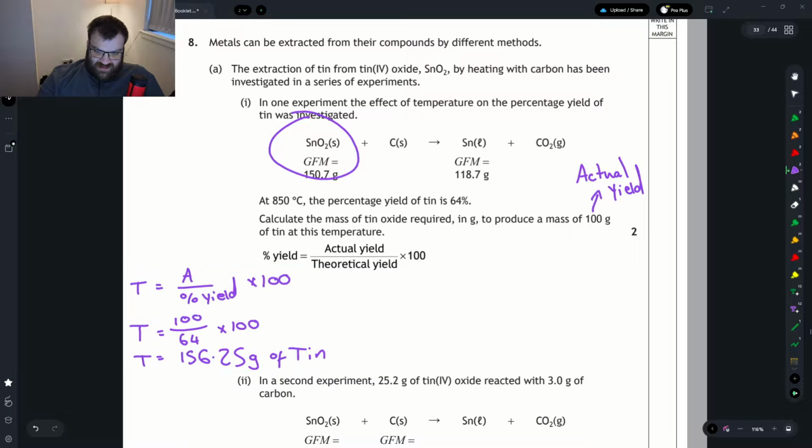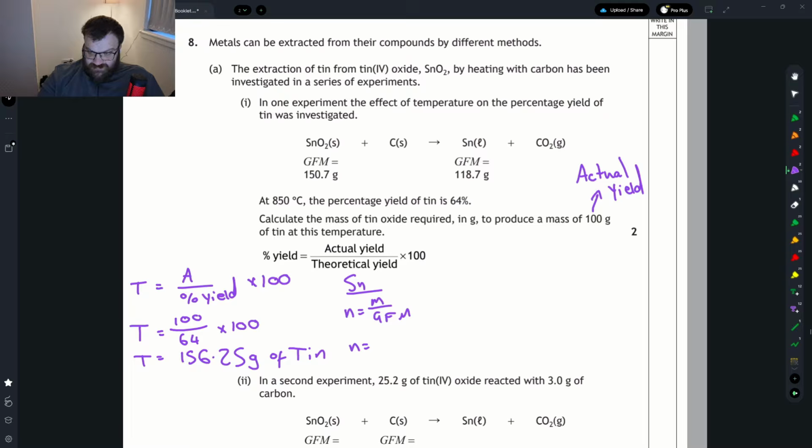So now we get down into an n = m over GFM calculation, but this time we're working backwards to how much of the starting chemicals we need, whereas more typically we'd be going forward to the products. So for Sn, tin, it is n equals m over GFM. So n equals our 156.25 over 118.7.